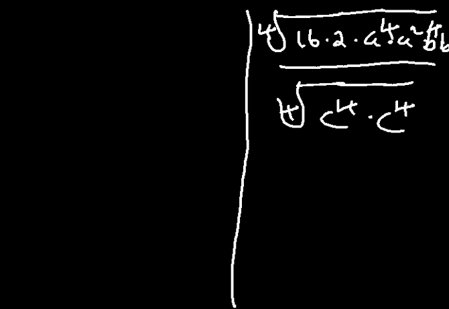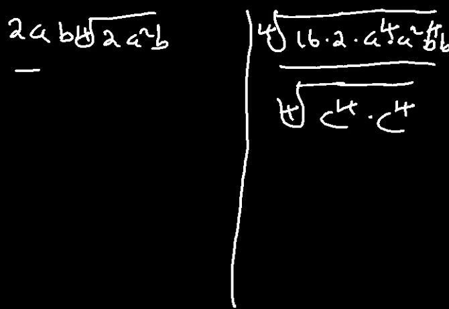Which means we can work it as, what is the fourth root of 16? We'll have it as 2. What is the fourth root of a to the power 4? We have it as a. And b to the power 4, we'll have it as b, times 2 fourth root of 2 times a squared times b. So that is the solution on the denominator.